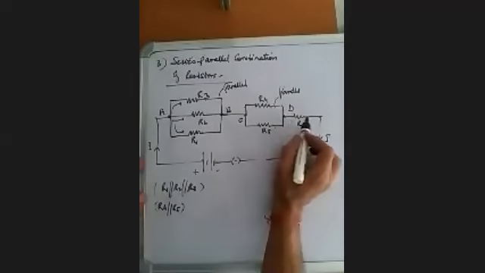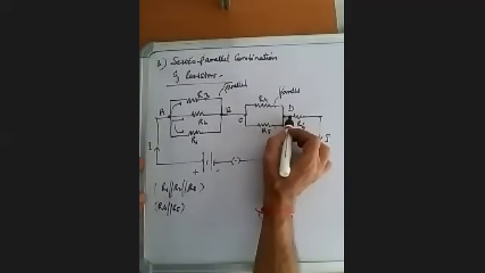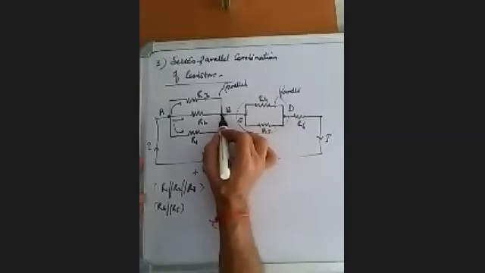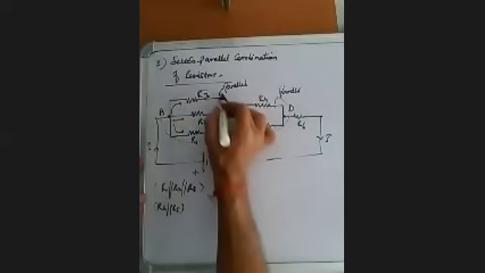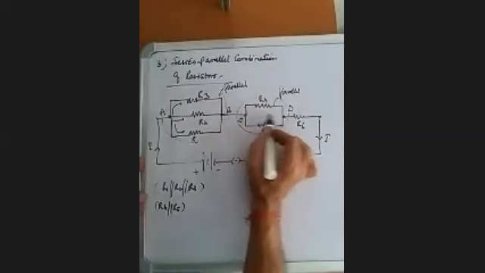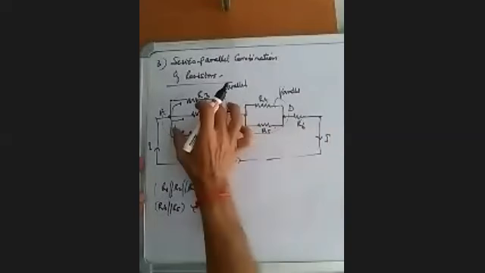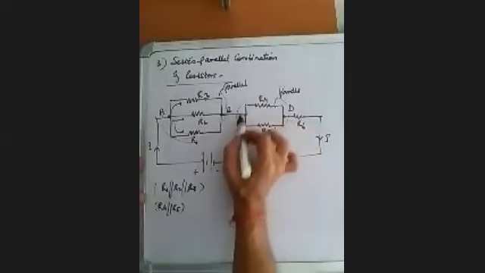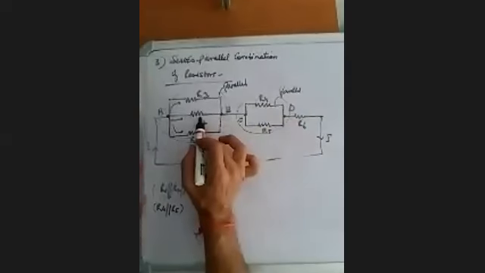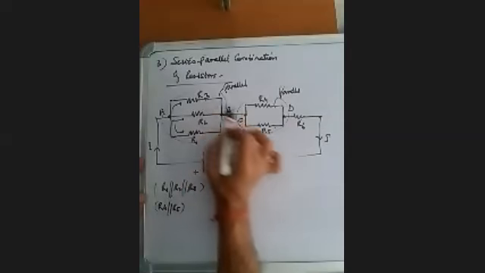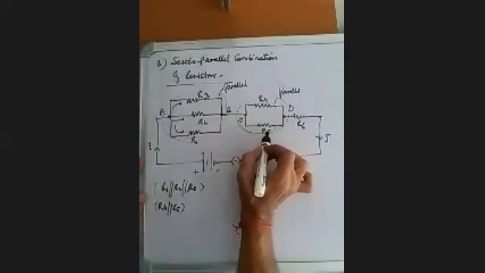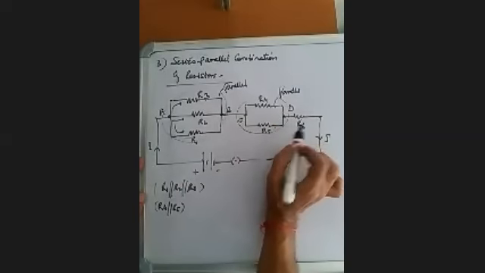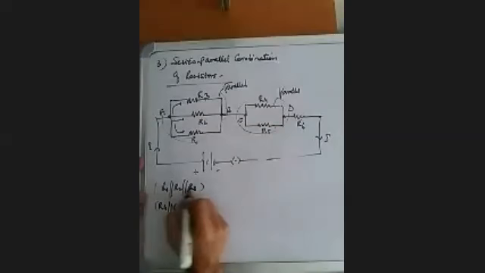But this single resistor is connected in series with the combination of parallel resistors, and this combination of parallel resistors is connected in series with the first combination. So if we find the equivalent resistance of this and the equivalent resistance of this, then the equivalent resistance of R1, R2 and R3 is in series with the equivalent resistance of R4 and R5, and is in series with R6.